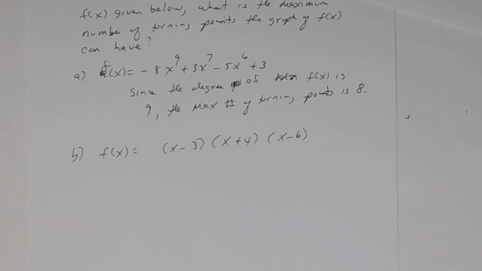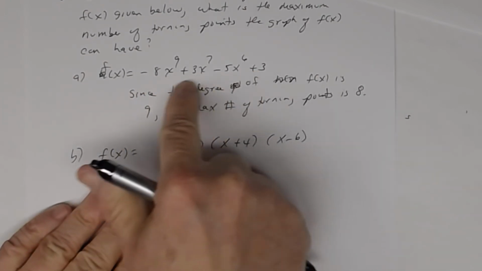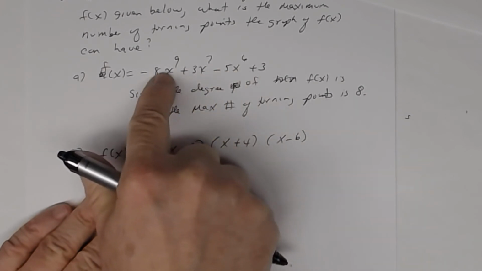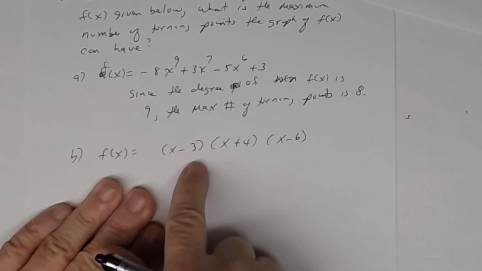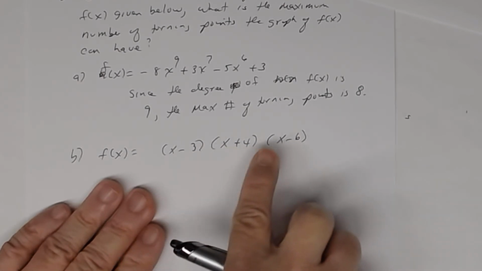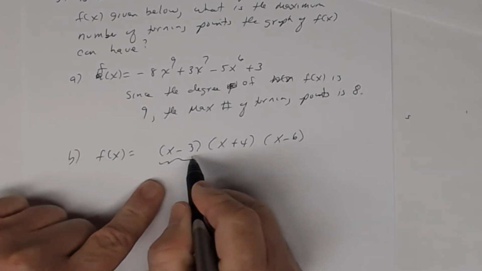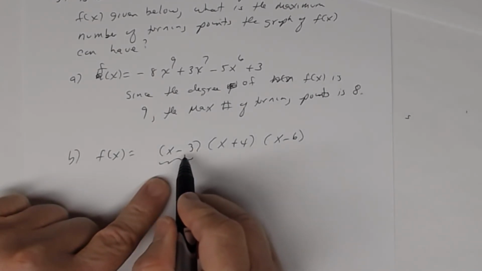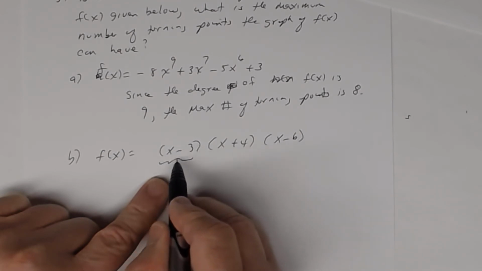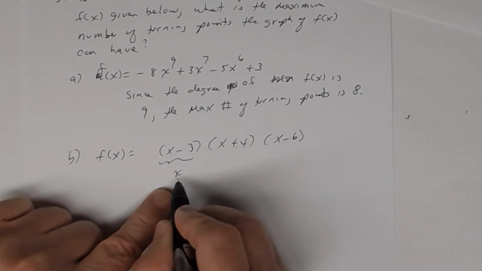All right, now listen carefully to this. Notice that the function in part A was written in standard form, where it was listed in terms in descending order. This is listed as a product of factors. Don't multiply this out. The best way to do that is to think about this. What is the largest degree term in this factor? You have x to the first, and you have a constant. So the largest is x.